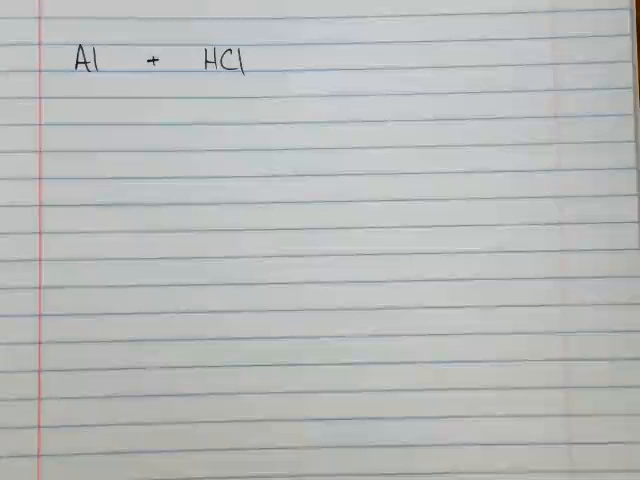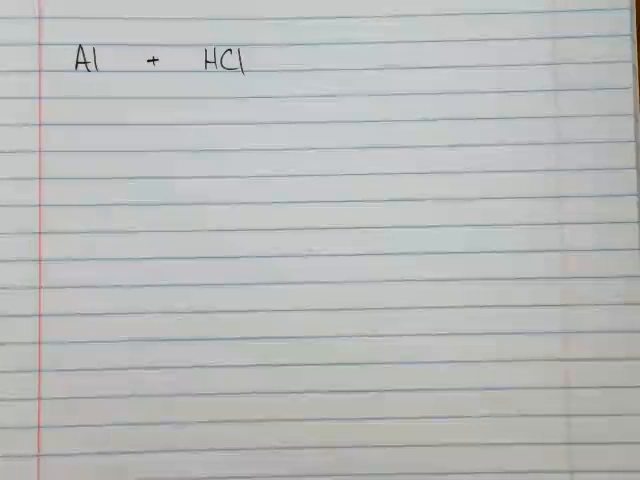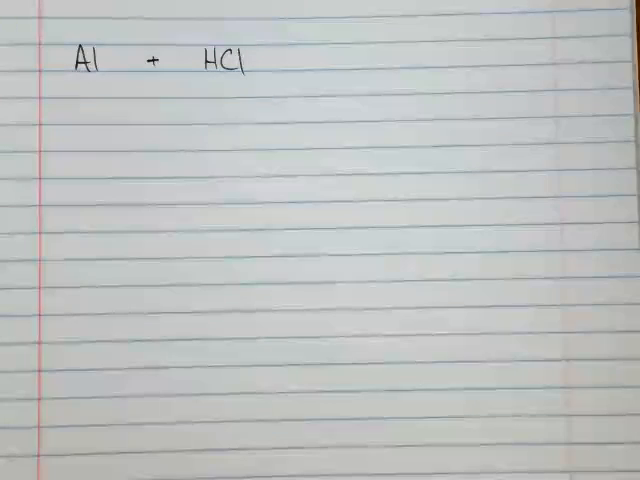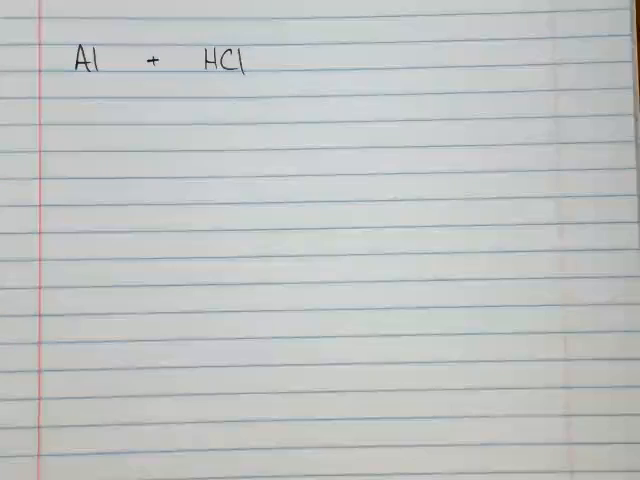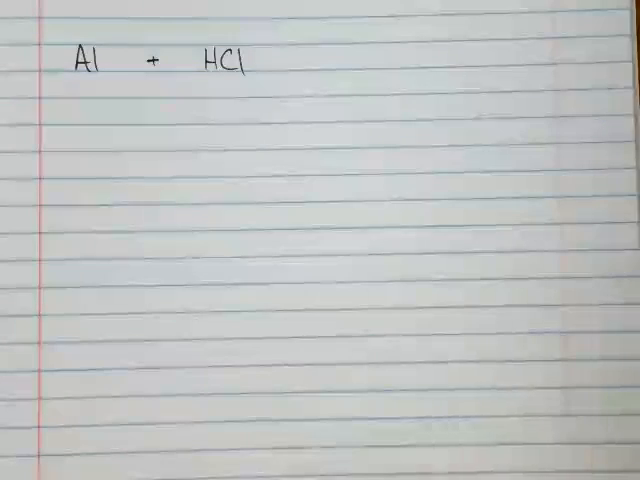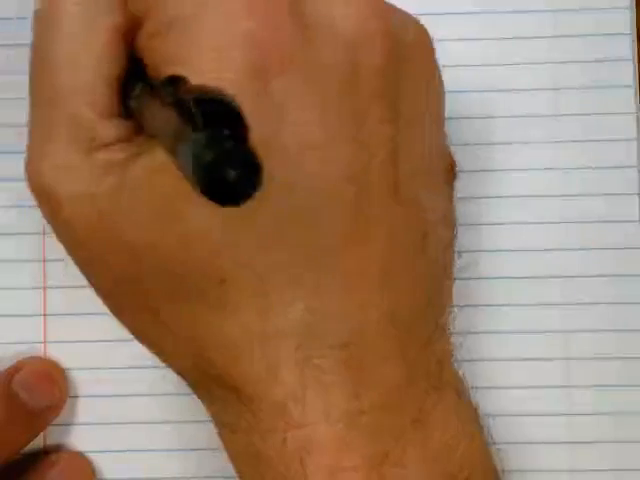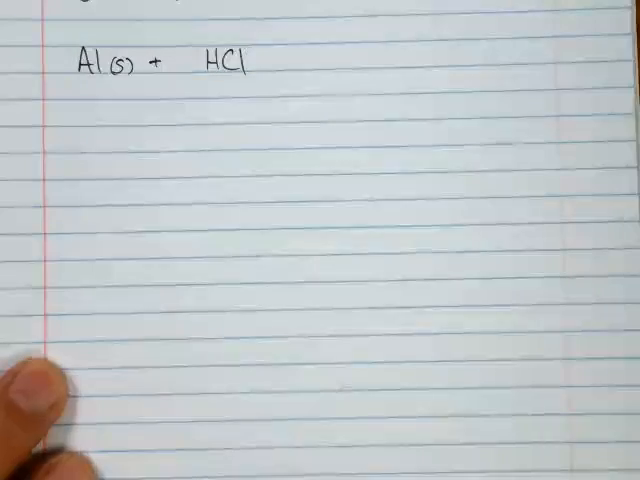Take a look at the periodic table. If you look at this periodic table over here, notice how each element, they're different colors, right? You have red, black, blue, and then white. Aluminum is what color? Black. So what state of matter would that be? So this is solid aluminum.